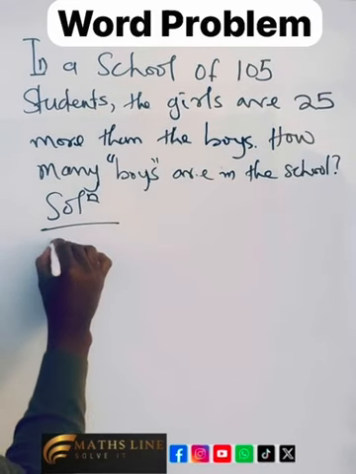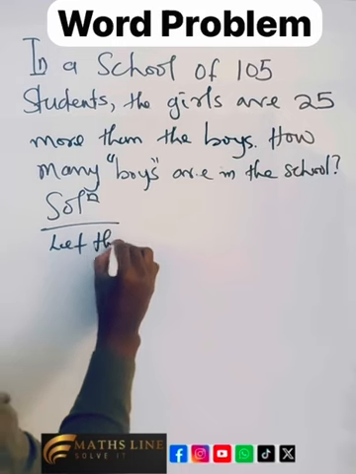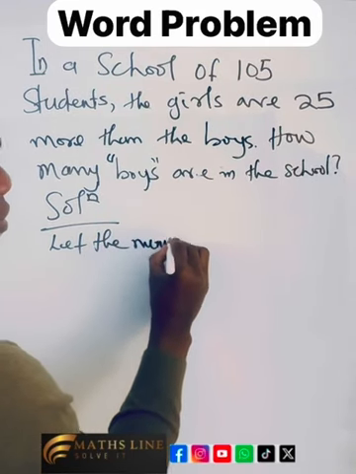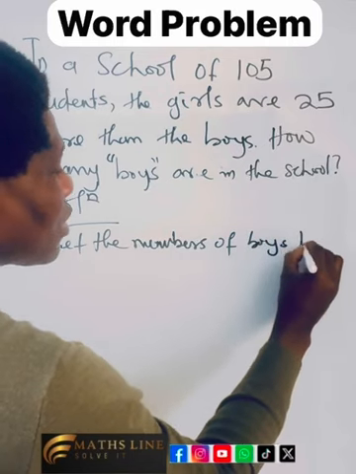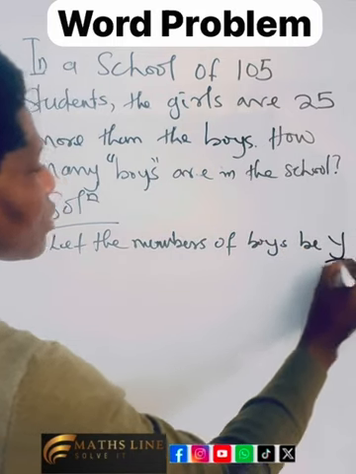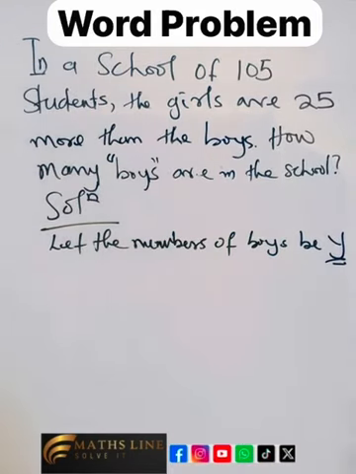So we can represent the number of boys. We can say that let the number of boys be y. So that is what we use to represent the boys.